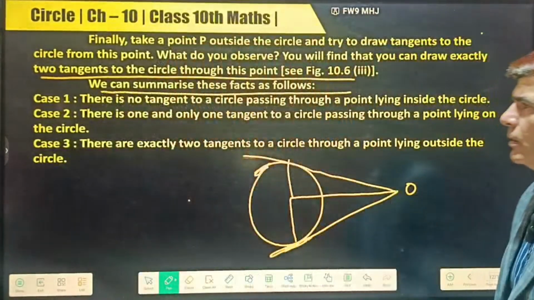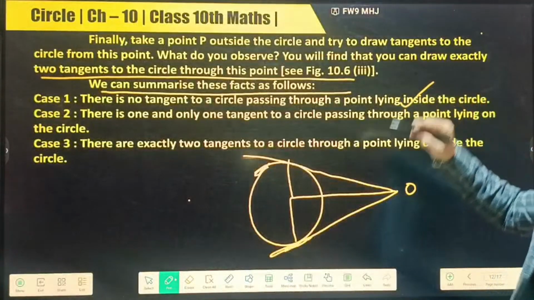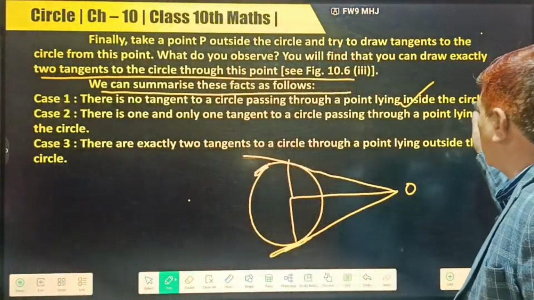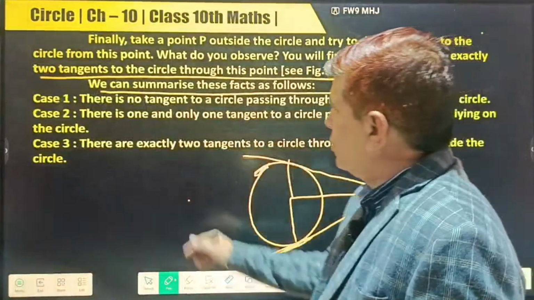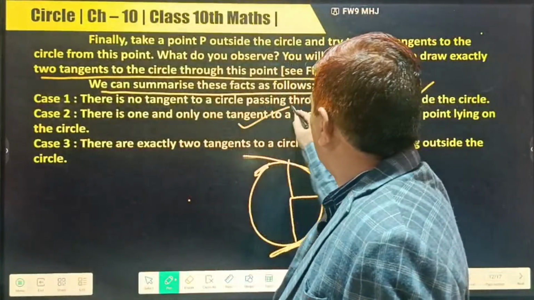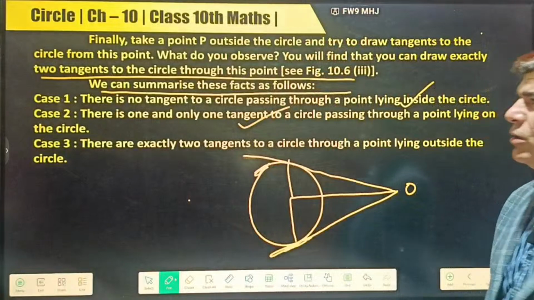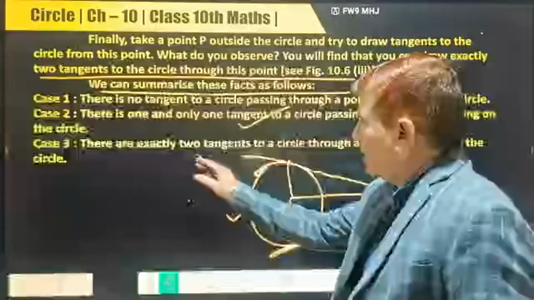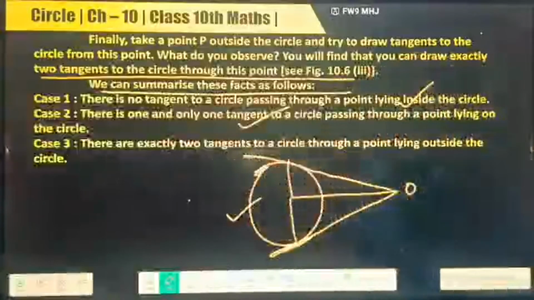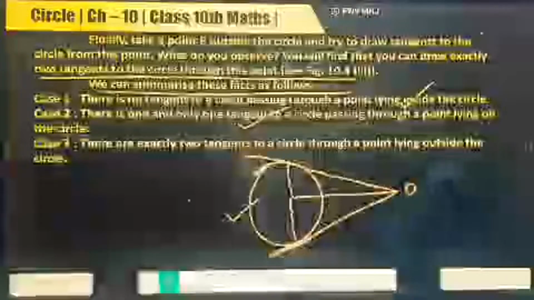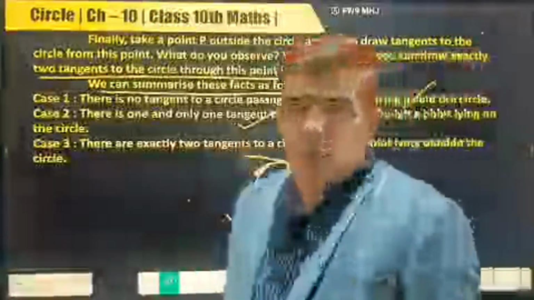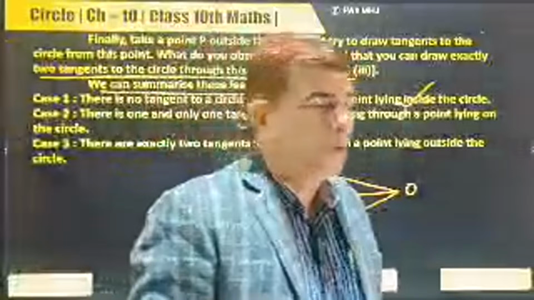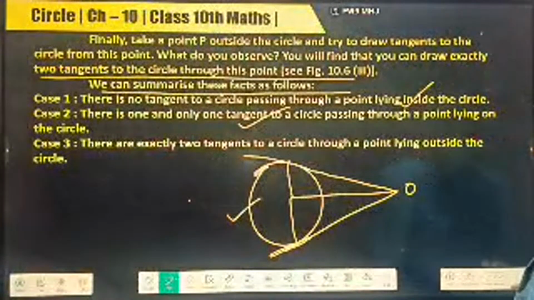Case number 1, if the point is lying inside the circle, there is no tangent to the circle passing through the point lying inside the circle. Case number 2, there is one and only one tangent to the circle passing through a point lying on the circle. And this is the third case, exactly two tangents to the circle through a point lying outside the circle. Actually, in this chapter we will understand the property of tangent. So you understood, I think.